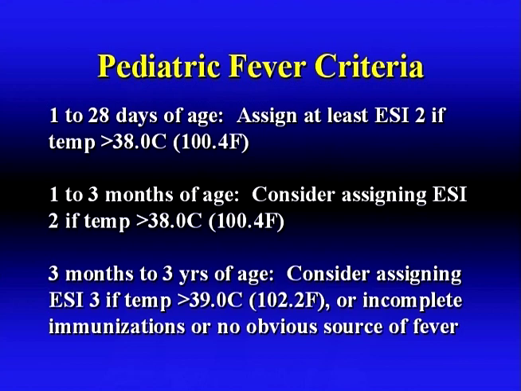There is debate in the literature over what to do with the child between 28 days and 3 months old. ESI version 4 suggests that the triage nurse follow their institutional policy for these children and may triage these children as ESI level 2 or 3. For children 3 months to 3 years of age, the triage nurse should consider assigning them ESI level 3 if they have a temperature of 39 degrees centigrade, 102.2 degrees Fahrenheit, or their immunizations are incomplete or they have no obvious source of fever. In summary, we believe the pediatric fever criteria will help clinicians more safely assign triage scores to children with a fever.